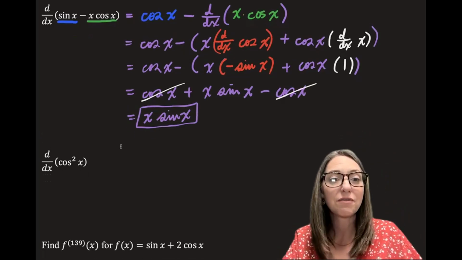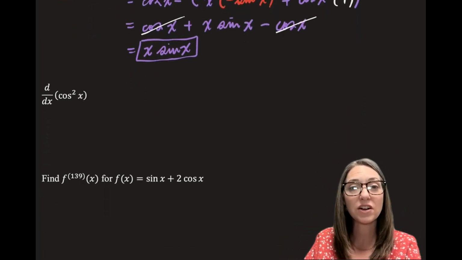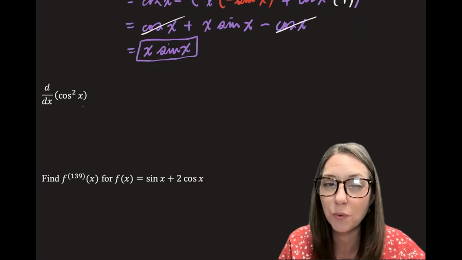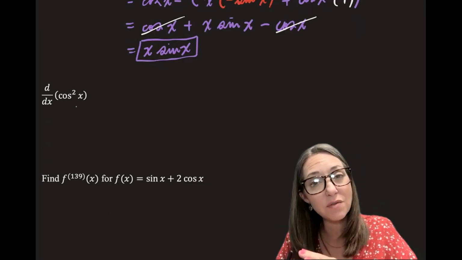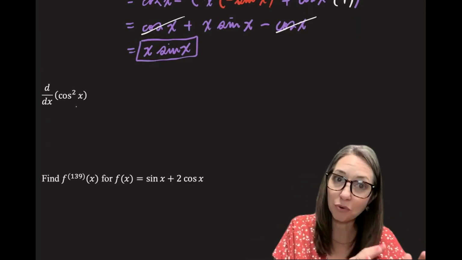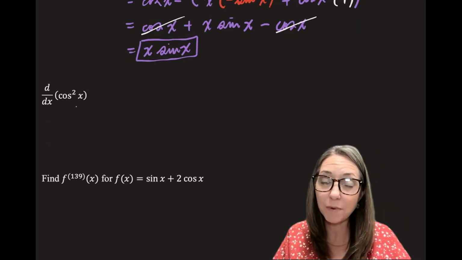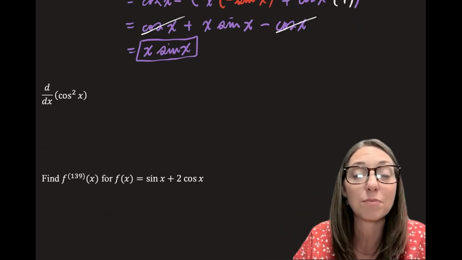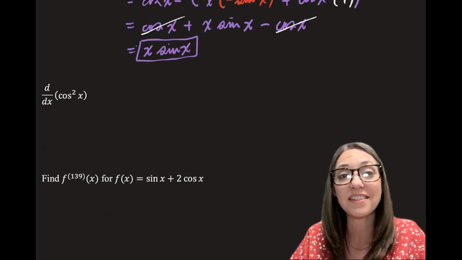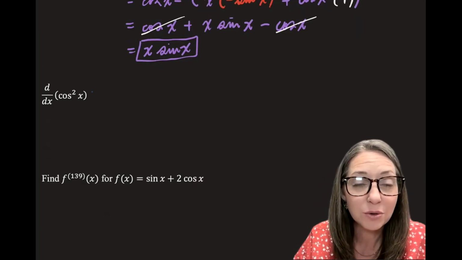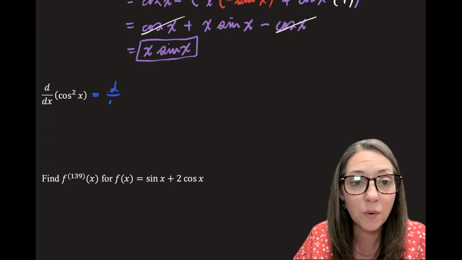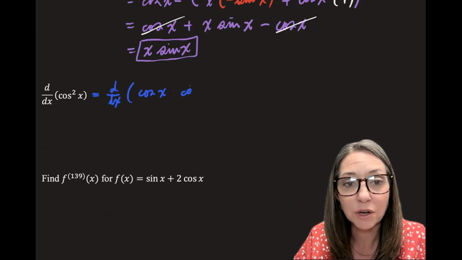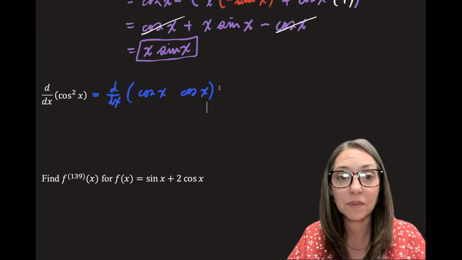All right, next we're going to differentiate cosine squared x. Before I do that, I want to mention there are two ways to do this. One is using the chain rule. The other is using the product rule. Now in this video, I'm going to assume that you maybe have not yet learned the chain rule, so I'm going to do it with the product rule, which means I need to write this as a product. So I'm going to write cosine squared x first as cosine x times cosine x. Okay, now it's a product.